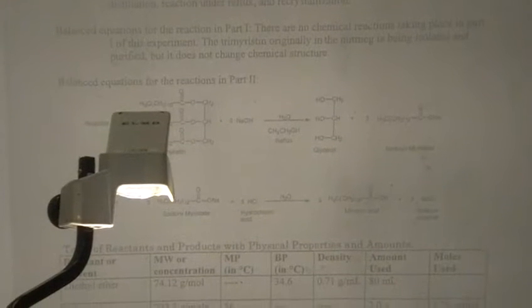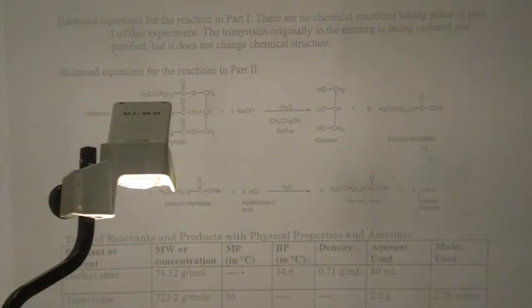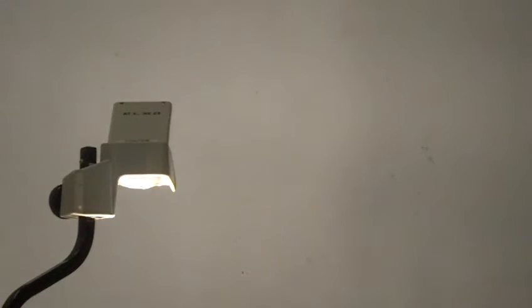Well, for the first part of the experiment, all we are doing is stirring the nutmeg in ethyl ether and extracting out the trimyristin. So there's no reaction that's taking place, okay? That is more a workup step, and so that is not shown as a reaction.